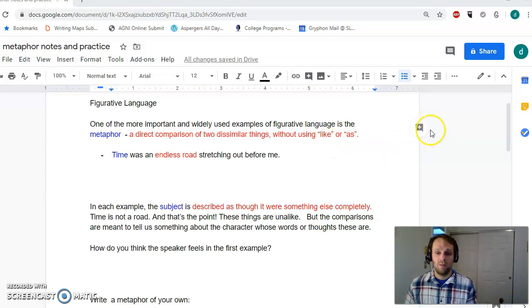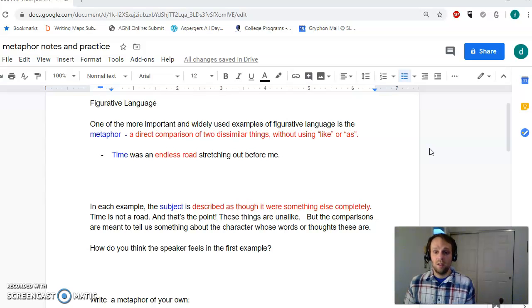First thing about metaphors is that they're pretty common in literature and even in the way we speak in everyday life. You'll see some examples of that. But a metaphor is a direct comparison of two dissimilar things without using like or as. So the three different parts of that definition: firstly, it's a direct comparison. And often many metaphors are such a direct comparison that they'll just use the verb to be.